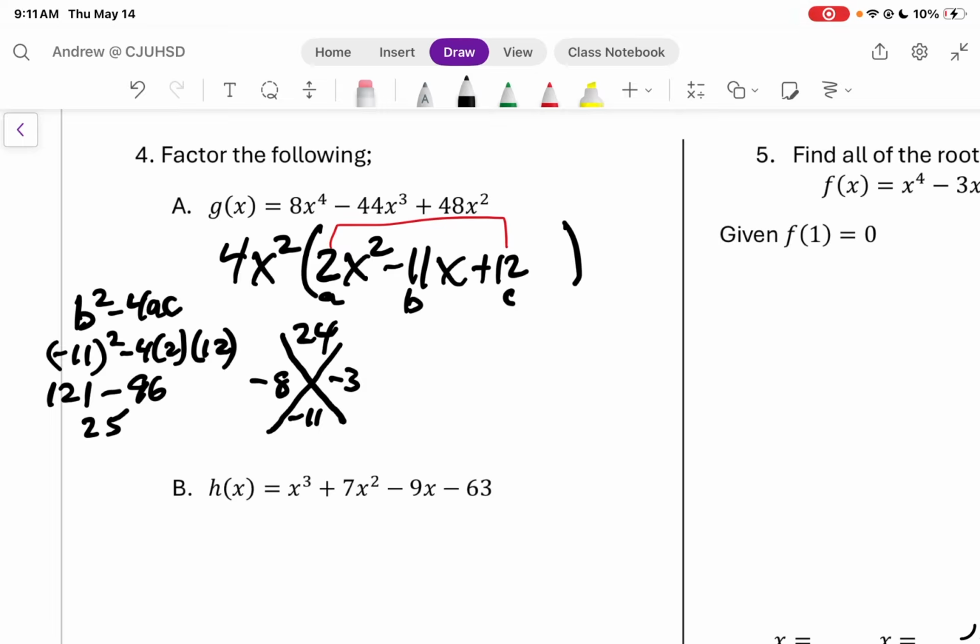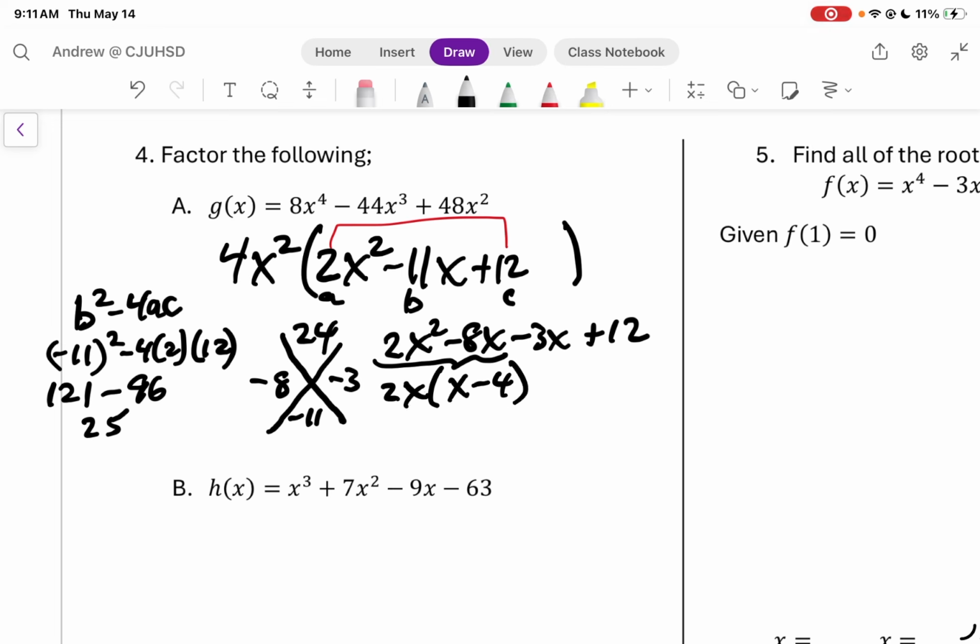but I'm going to do this the factor by grouping method, which says this is how you split up 11x, or negative 11x. So you're going to go 2x squared minus 8x minus 3x plus 12. Then you look at them two at a time. Factor out the greatest common factor of each pair. So from these two, it's 2x, x minus 4, and from these two, negative 3 and x minus 4.